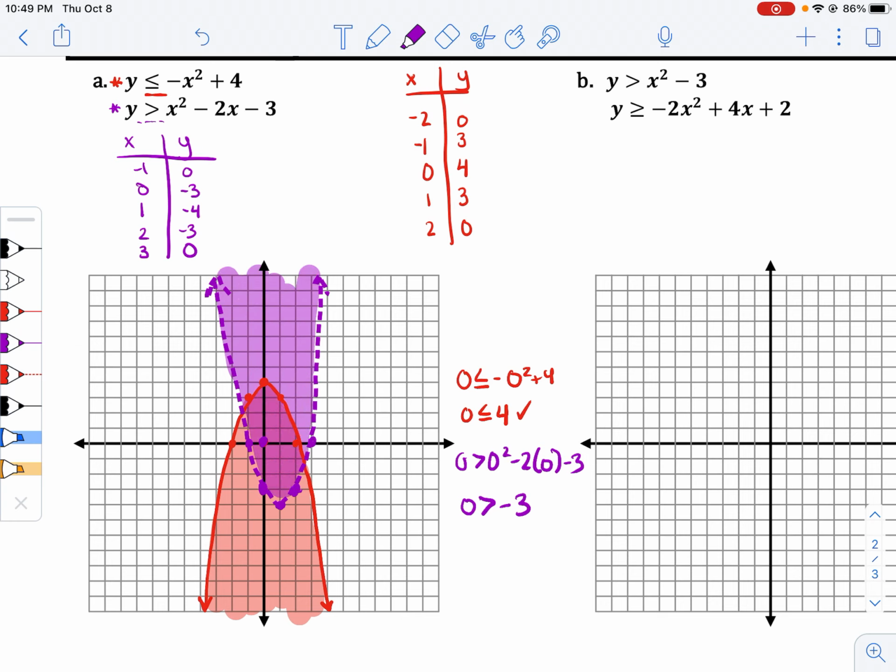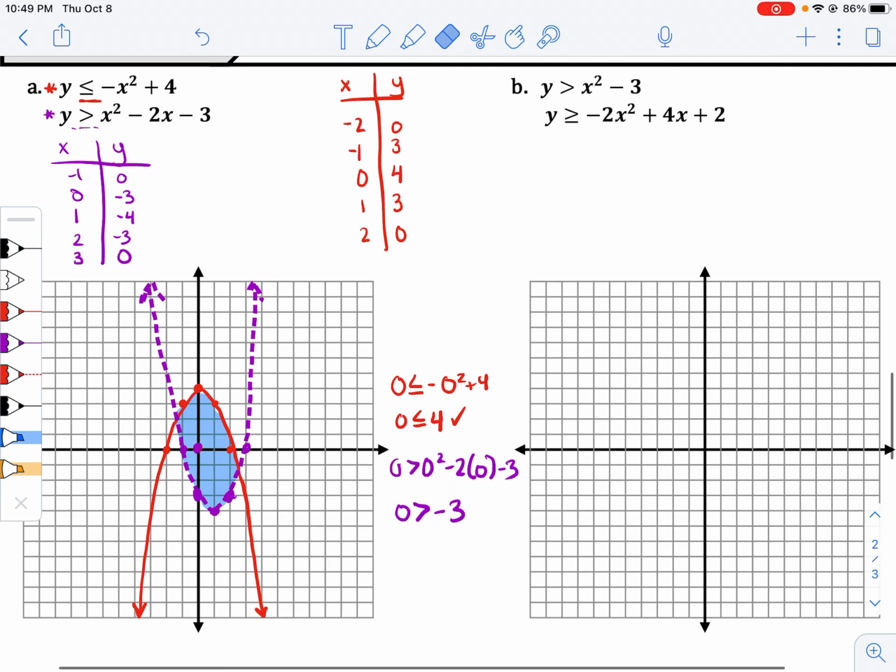Now my actual solution is where these are both shaded. So I'm going to shade for a third time right here where they're both shaded, and then erase my other shades. All right, so this is the solution of the system. It's just that little area where they're both true.